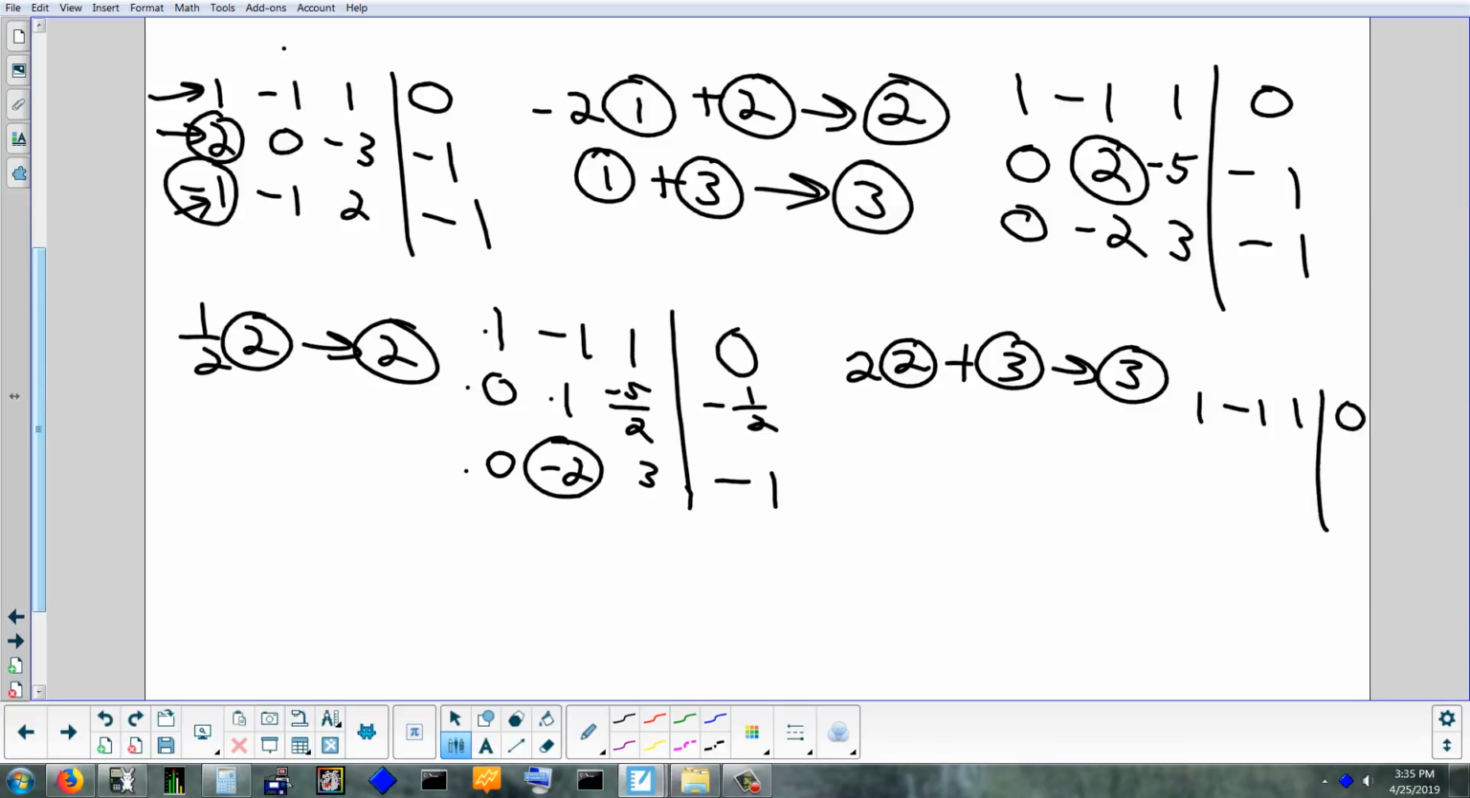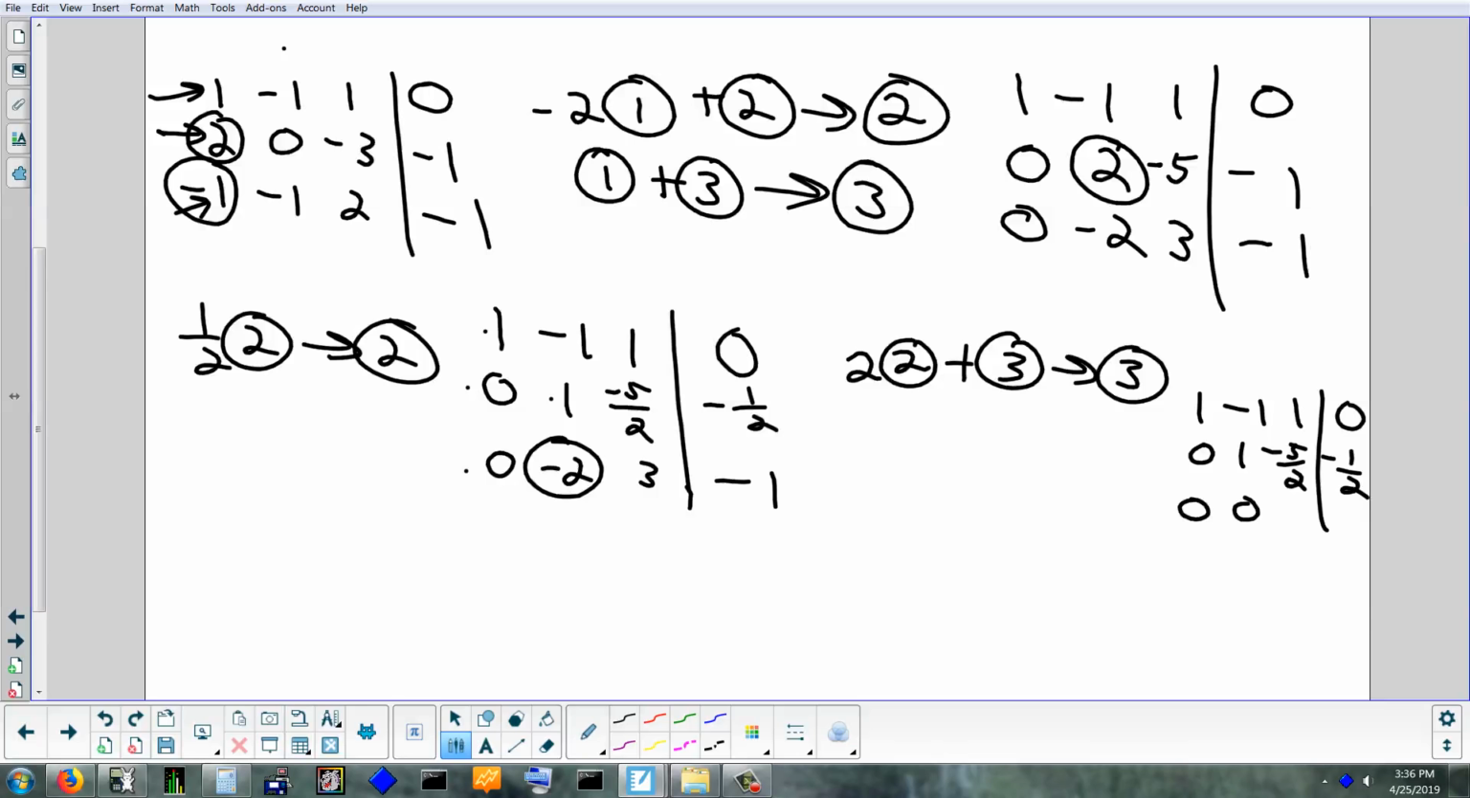The same. Same? 0, 1, negative 5 halves, negative a half. And now, how about row 3? 0. Yep, because 0 times 2 is 0, plus 0 is 0. And then another 0. And then another 0, because 1 times 2 is 2, plus negative 2 is 0.